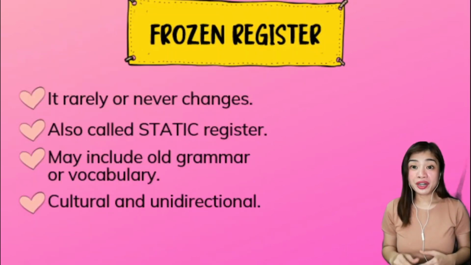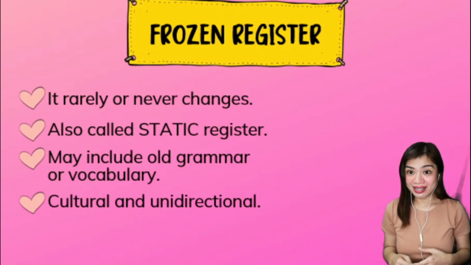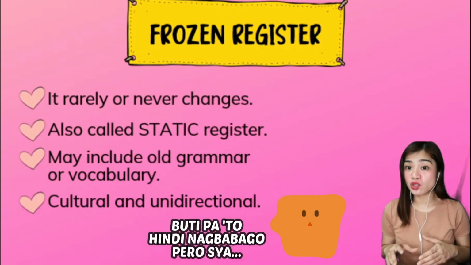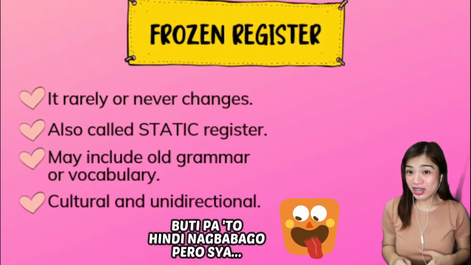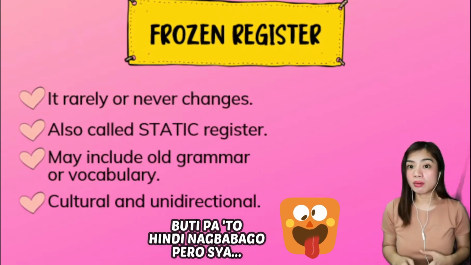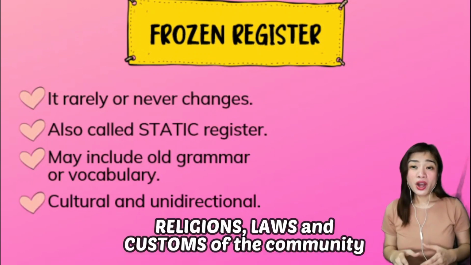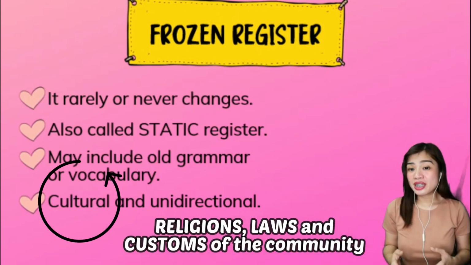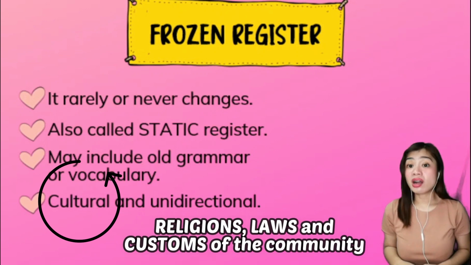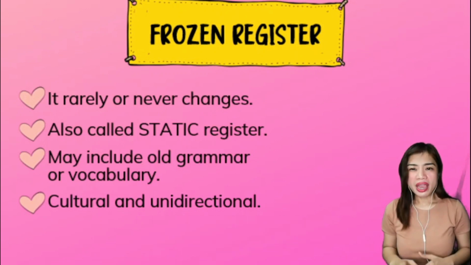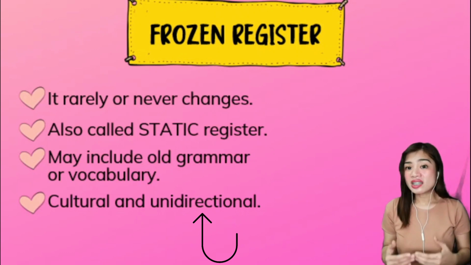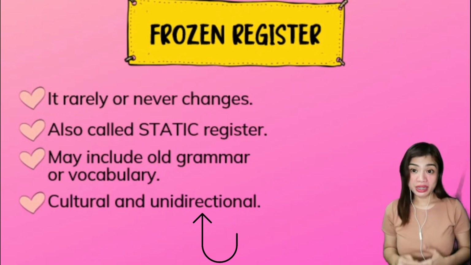Frozen register rarely or never changes. And because of that, this is also called static register. It is frozen in time and content, meaning it's really not going to change. And because they don't change, they sometimes include old grammar or vocabulary. They are cultural, usually related to the religions, laws, or customs of the community. They are also usually unidirectional, meaning it doesn't involve back and forth communication.